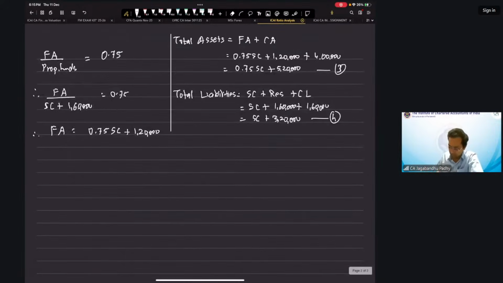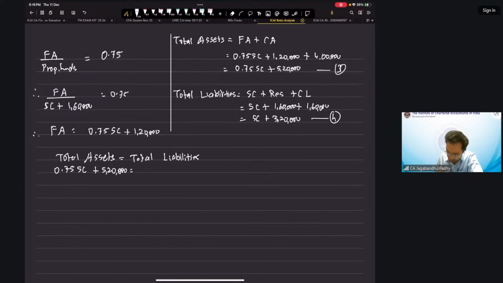Can I say, as per the fundamental balance sheet equation, total assets should be equal to total liabilities. So total assets is 0.75 share capital plus 5,20,000 is equal to share capital plus 3,20,000. So we can solve this and give me the value of share capital, guys. Give me the value of share capital.